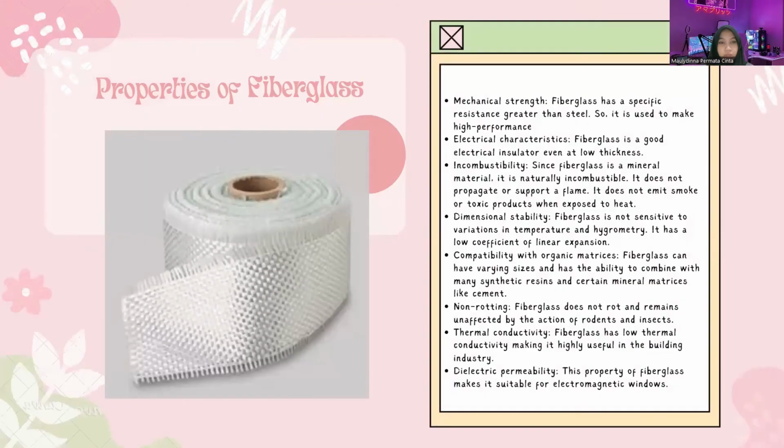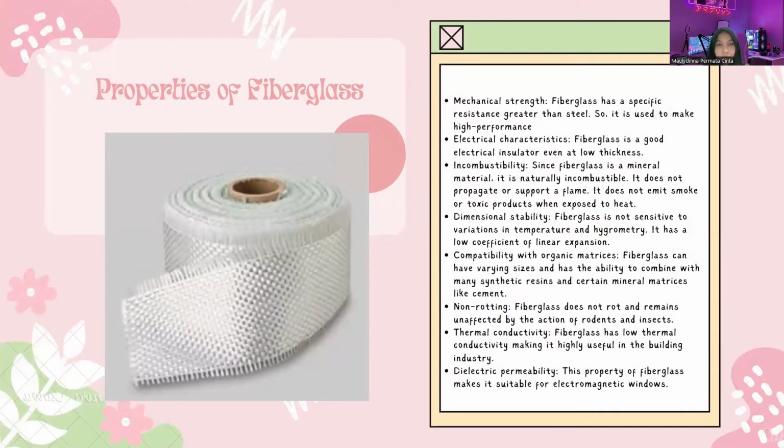The next is the properties of fiberglass. The first property of fiberglass is mechanical strength. Fiberglass has a specific resistance greater than steel, so it is used to make high performance parts. Second is electrical characteristics. Fiberglass is a good electrical insulator even at low thickness. And the next is incombustibility. Fiberglass is a mineral material. It is naturally incombustible. It does not propagate or support a flame. It does not emit smoke or toxic products when exposed to heat.